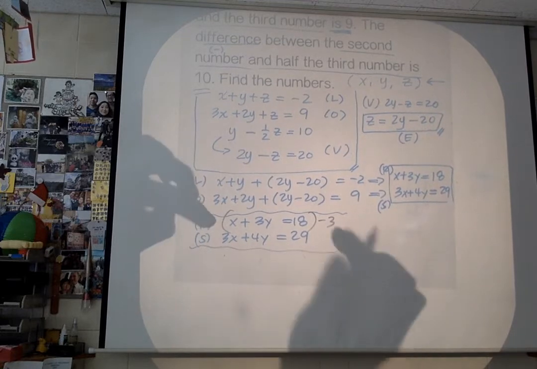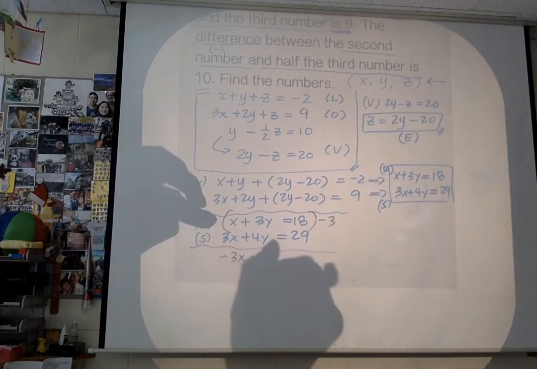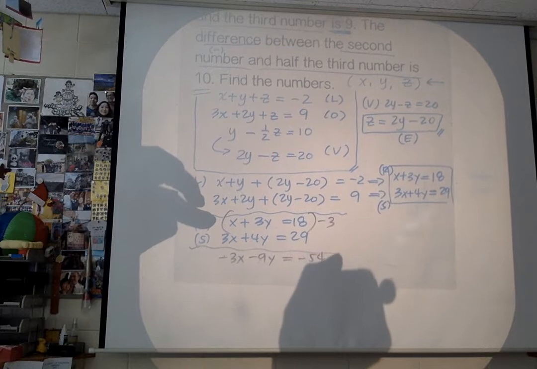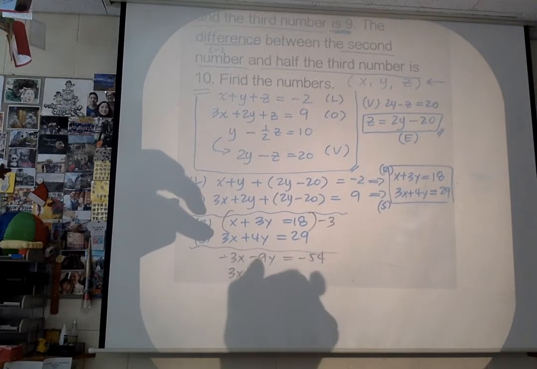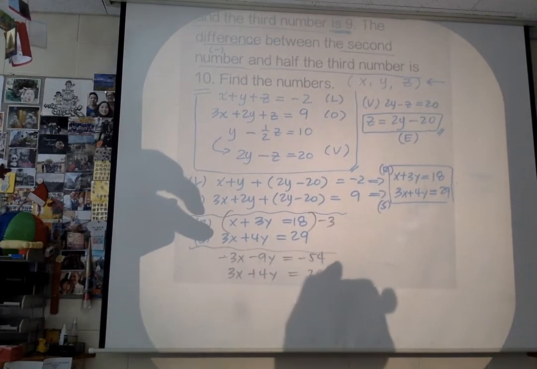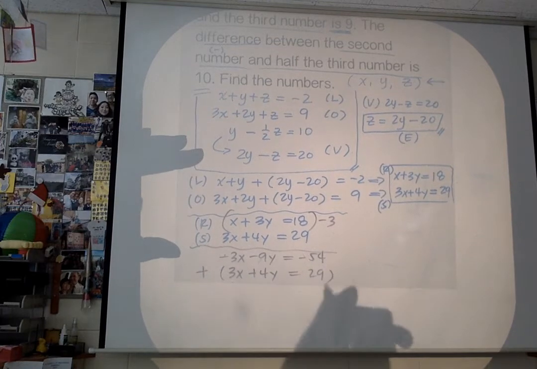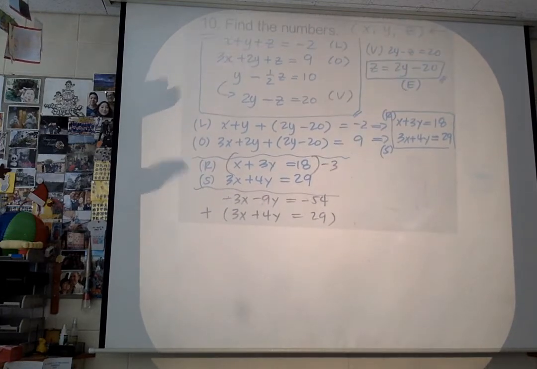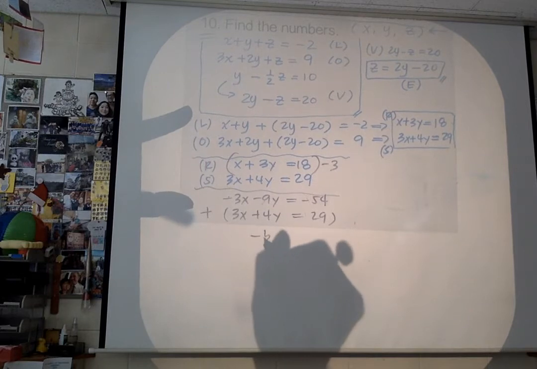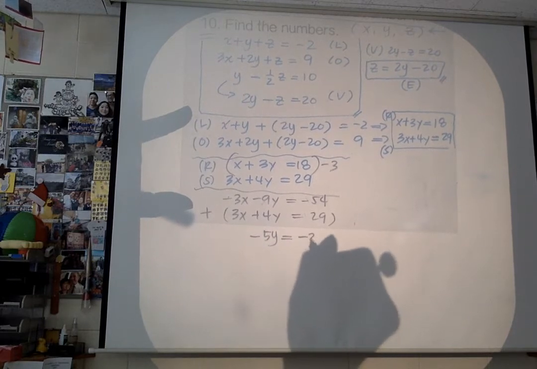So let's do that. Let's multiply this together: negative 3x minus 9y equals negative 54. And S, we didn't change S, so we're going to leave the S alone. And you guys, what happens when you add these together? Go ahead and try that. Did you get negative 5y is equal to negative 25?